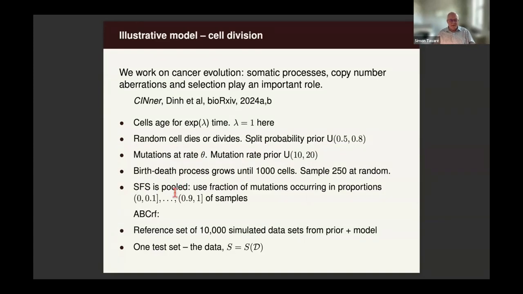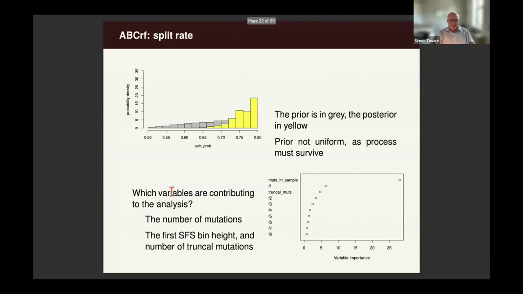So those are our summary statistics, the number of mutations and this pooled SFS. And then what we do to run ABCRF is develop a reference set, which starts from 10,000 things where you simulate from the prior and simulate a data set. So that was just the ABC thing. And then we have our particular data set, which is summarized by S. And what we're going to do is use the reference set to build the trees and then predict what happens on the test set.